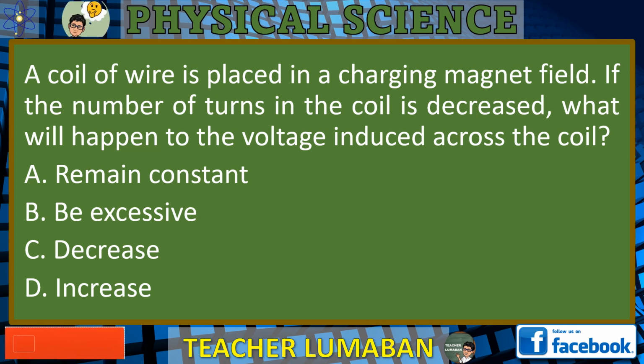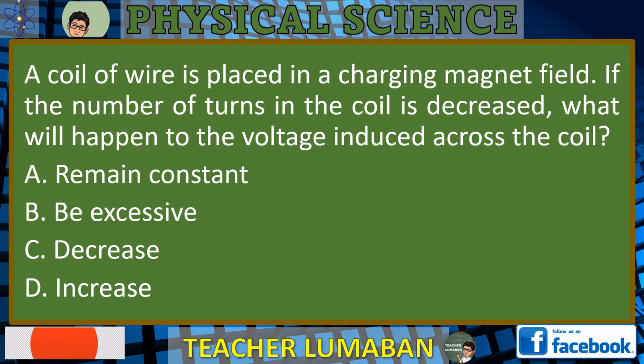Sa pamamagitan ng pagpapababa ng bilang ng mga pagliko sa coil, may mas kaunting mga loop kung saan maaaring dumaan ang nagbabagong magnetic flux. Bilang isang resulta, ang kabuuang magnetic flux na nag-uugnay sa coil ay bumababa na humahantong sa isang pagbaba sa boltahe na sapilitan sa buong coil.